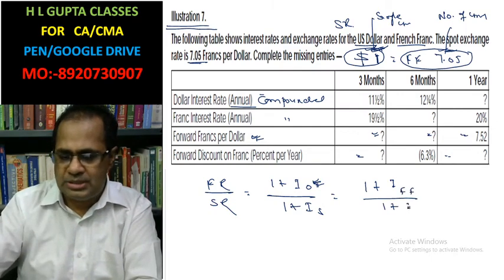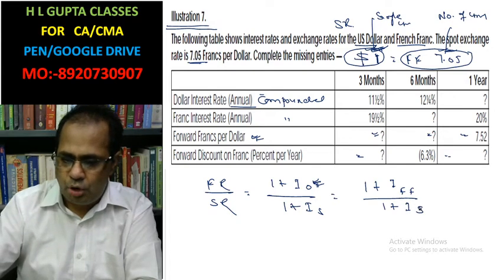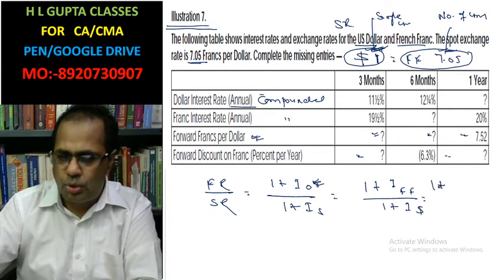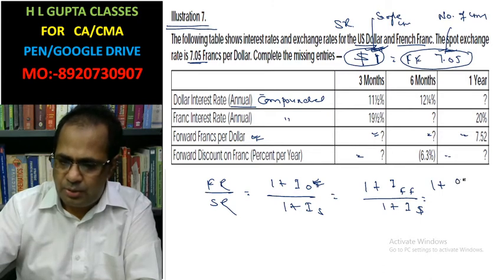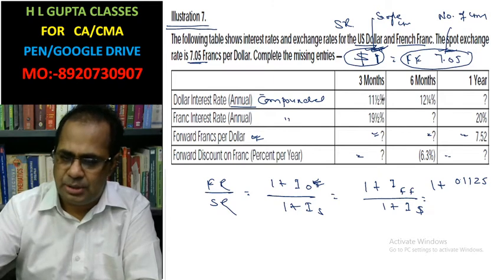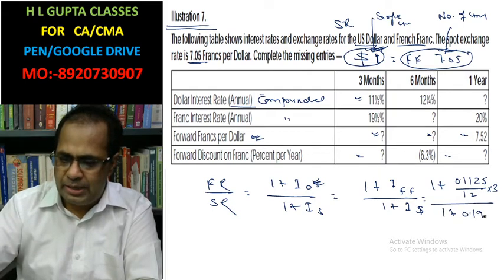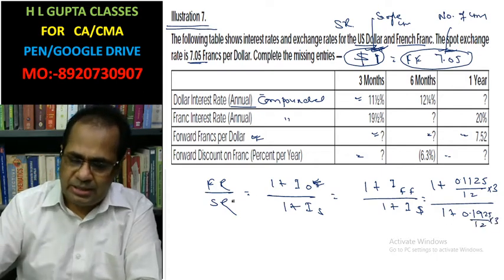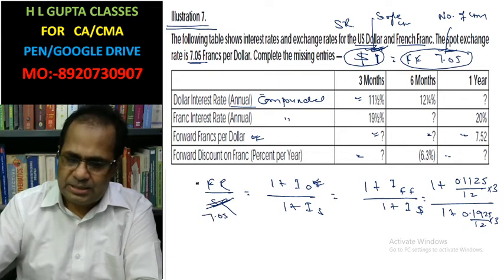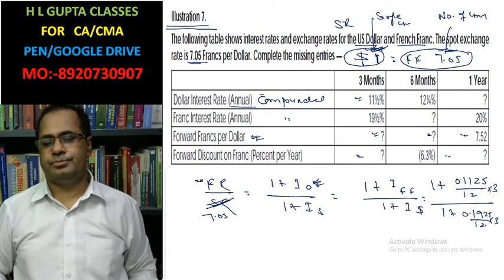Now 1 plus the interest rate of dollar. What is the interest rate of French franc? 1 plus 0.1125, this is for 3 months, divided by 12 into 3. 1 plus 0.1925 divided by 12 into 3. In the place of the spot rate you will write 7.05, and in this way you will calculate the forward rate.